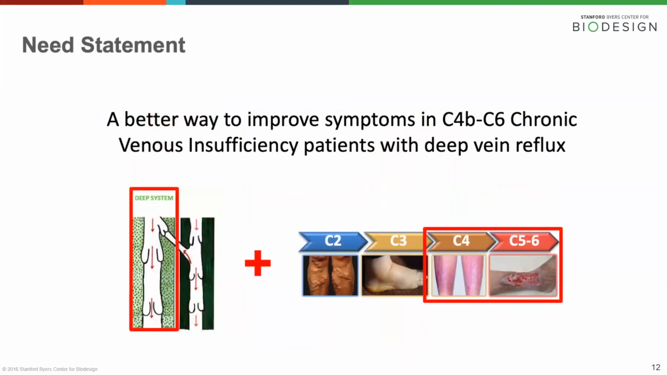So our initial need statement was to focus on the deep vein reflux side and the more severe symptom side. It said: a better way to improve symptoms in C4B to C6 chronic venous insufficiency patients with deep vein reflux. And reading this now, the company is 12 years old. There's something in this statement that led to the fact that the company is not currently a massive success. So it's actually a good lesson in the importance of the need statement. But I'll leave that as a cliffhanger.